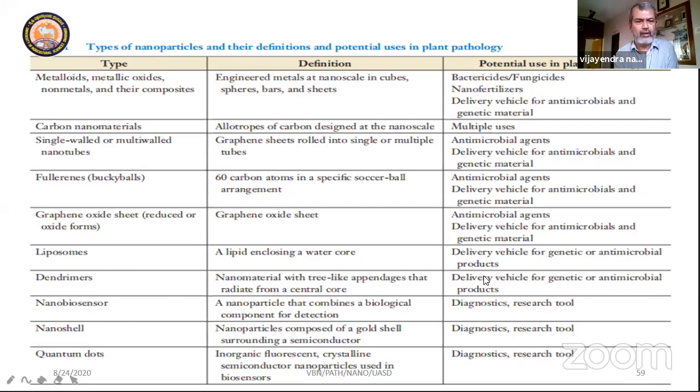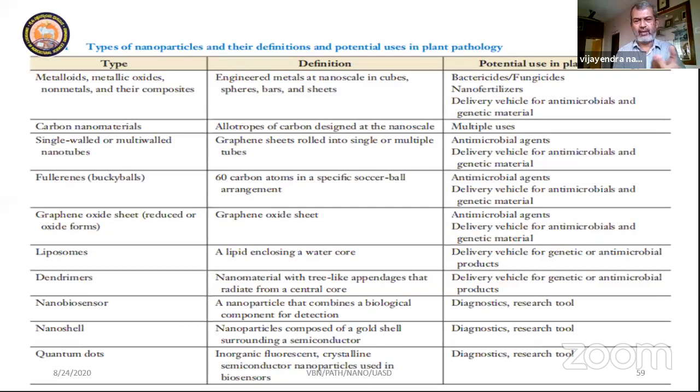And the next one, the last three, they are meant for what we call diagnostics. Nanobiosensors, nanocells, and quantum dots, these three are meant for diagnostics. So you have to develop this, then try it in relation to the test organism, whatever you're doing.